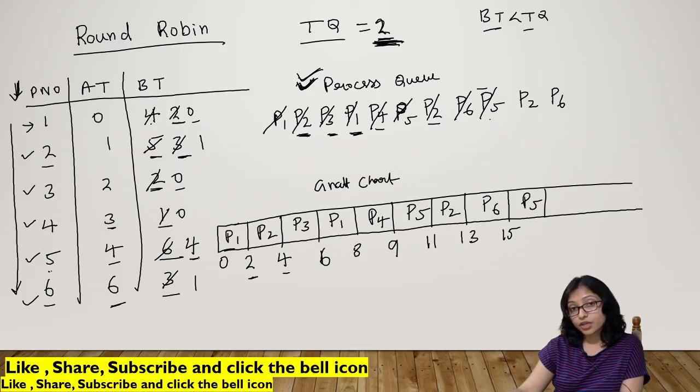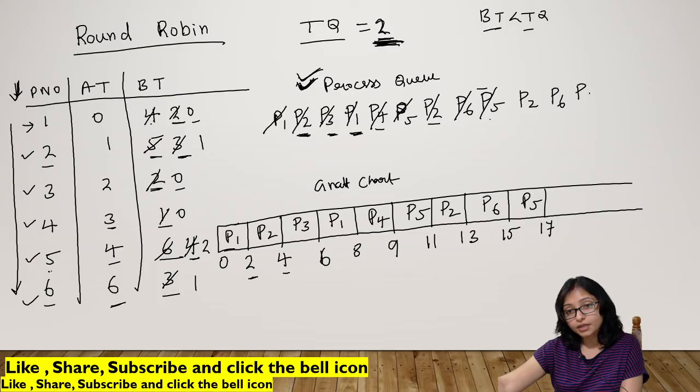I cannot allocate you 4. I have only 2. So that's why I can give you till 17. Till now it is 2 remaining. So that's why again you have to repeat here P5. After that who will come? P2. So I will give the chance to P2.